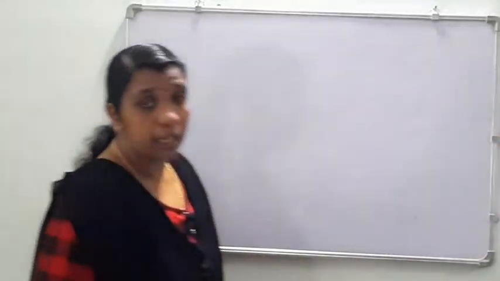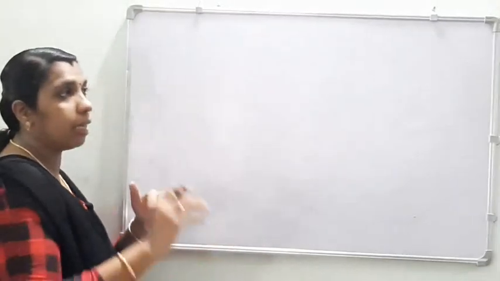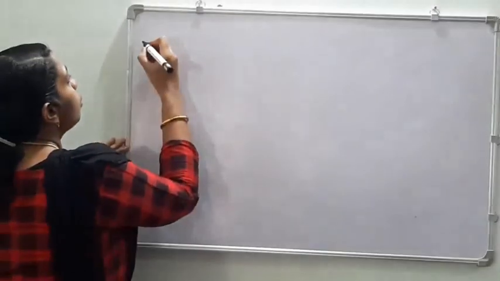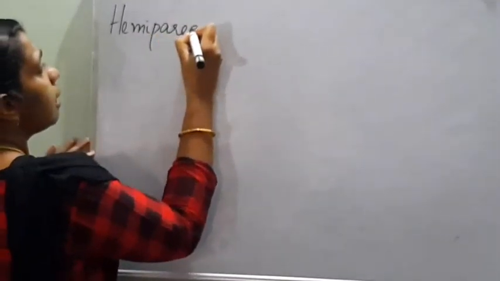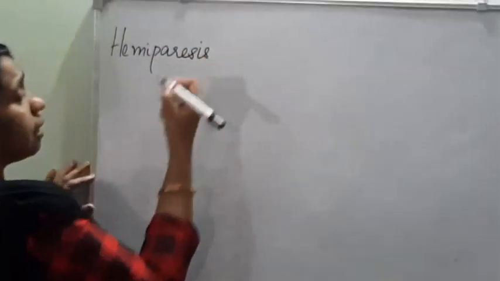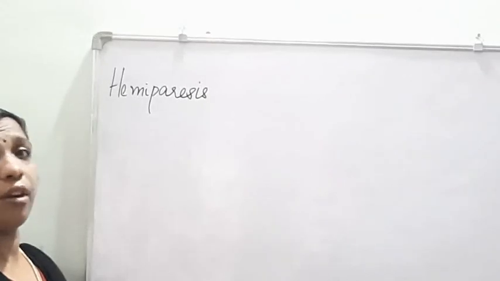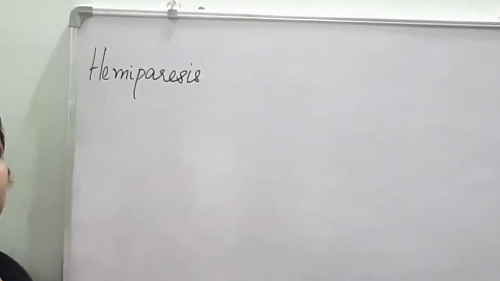So the next thing we are going to see is hemiparesis. We were discussing paresis. Paresis is a type of mild or moderate weakness. So next we are going to discuss hemiparesis. You understand? Okay. So hemiparesis affects what? One side of the body.